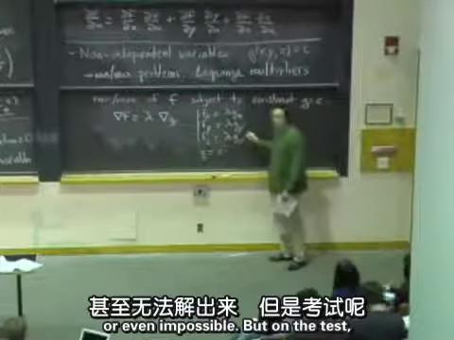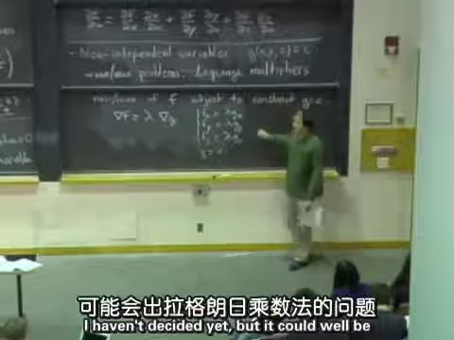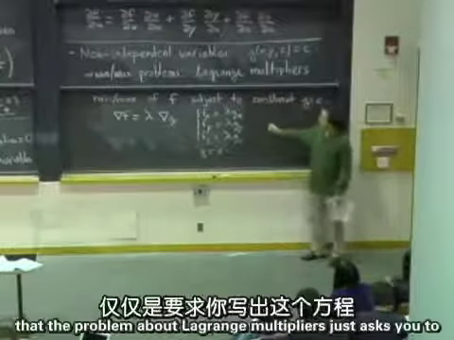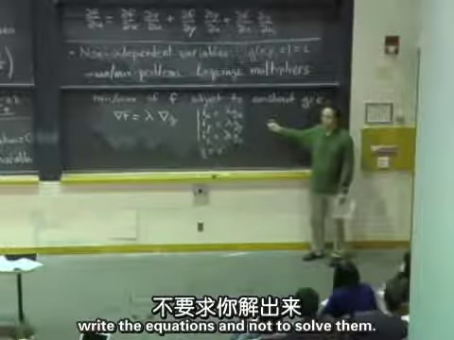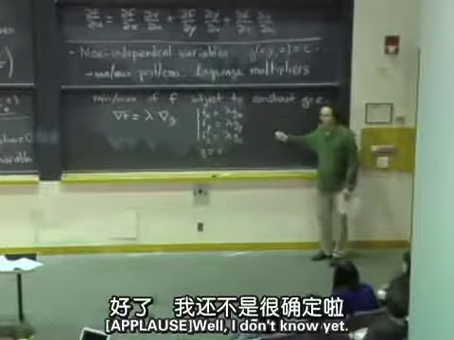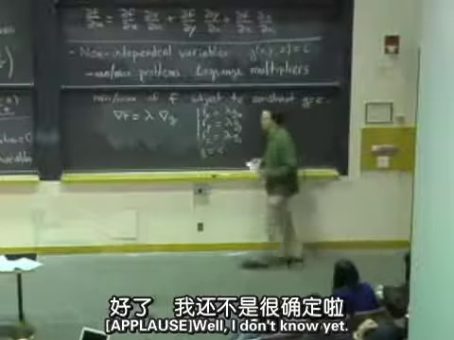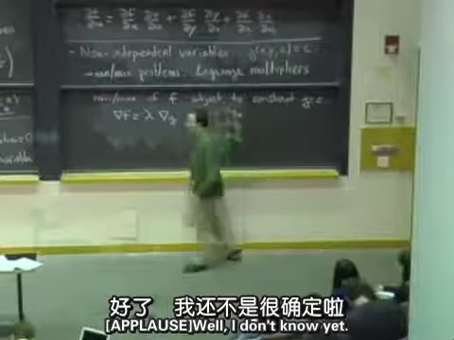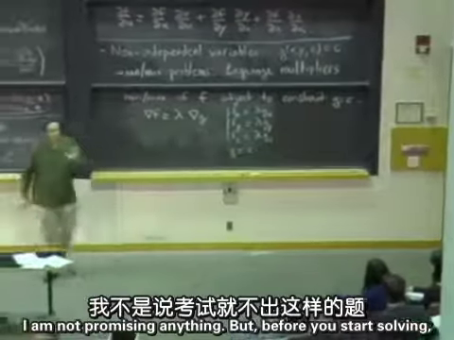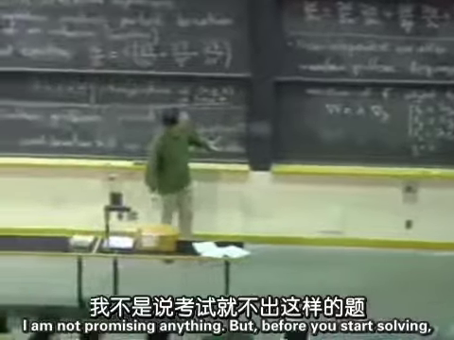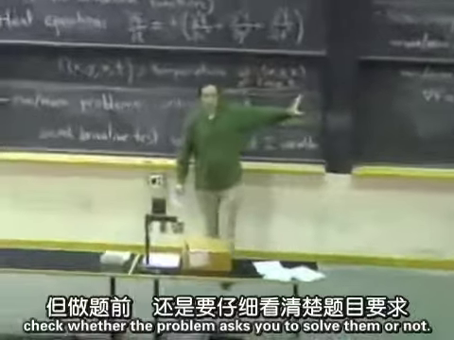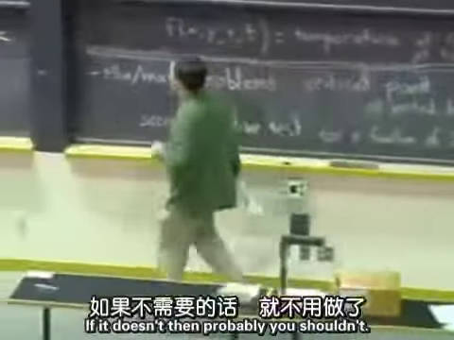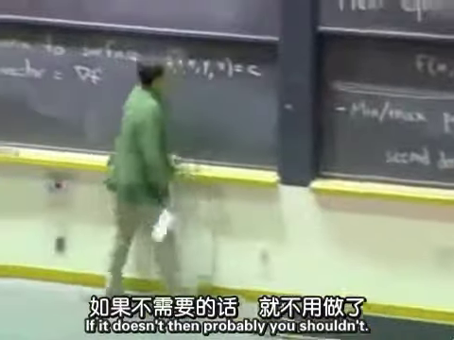So in particular on the test, I haven't decided yet, but it could well be that the problem about Lagrange multipliers will just ask you to write the equations, not to solve them. Okay, I'm not promising anything, but before you start solving, check whether the problem asks you to solve them or not. If it doesn't, then probably you shouldn't.